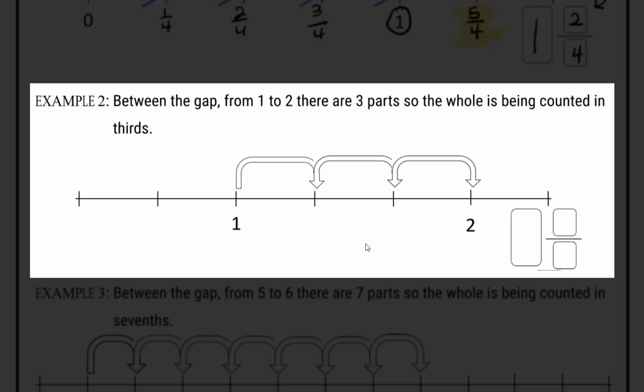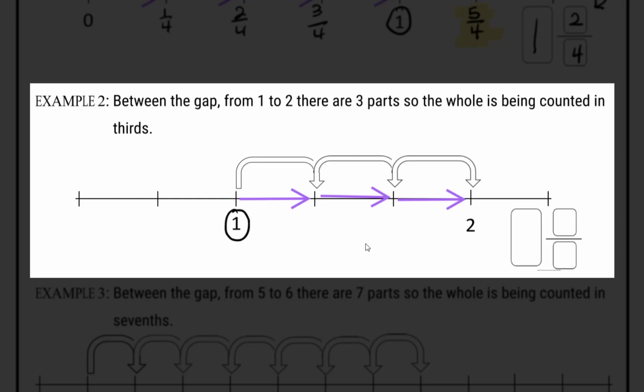Let's look closely at the gap between 1 and 2. There are 3 parts between 1 and 2. Therefore, we are counting in thirds. Let me show you. We have 1, 2, 3. So between 1 and 2, we have 3 parts, so we're counting in thirds. So let's continue counting in thirds.